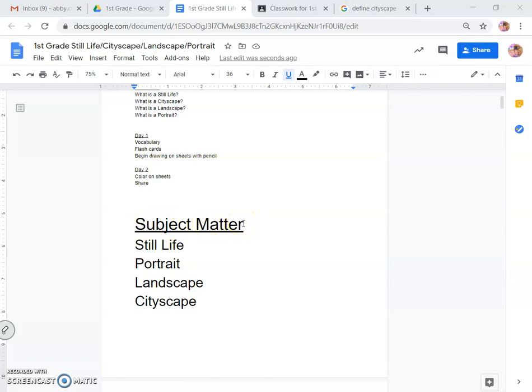Last year we learned portrait, wildlife, and landscape. So those, we have two of those right here. We have portrait, which again is a picture of a person, and we have landscape, which is a picture of the land, which is nature, anything outside with trees and grass and things like that. But this year we are learning two new ones. So let me read all of the words here that we have. So here's our subject matters. We have still life, portrait, landscape, and cityscape. So let's go see what those are.